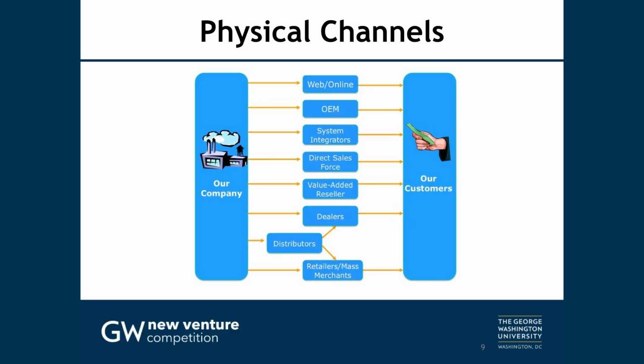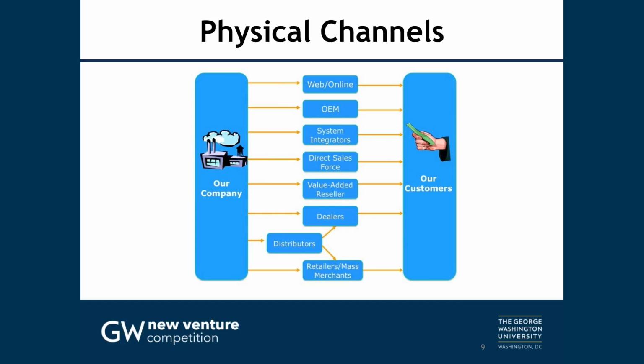You can always sell your product through dealers. Automobile manufacturers, sometimes by law, have to sell their products through dealers. And then finally, perhaps the most obvious physical channel is through mass retailers. Walmart, Target, all of those companies sell lots and lots of products for lots and lots of companies.